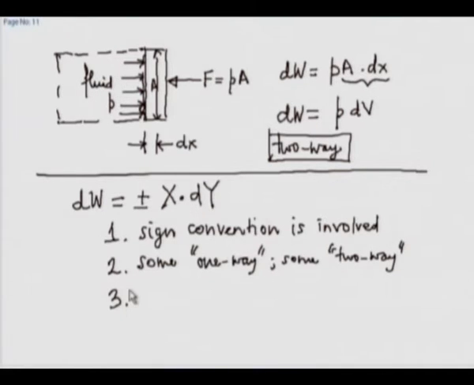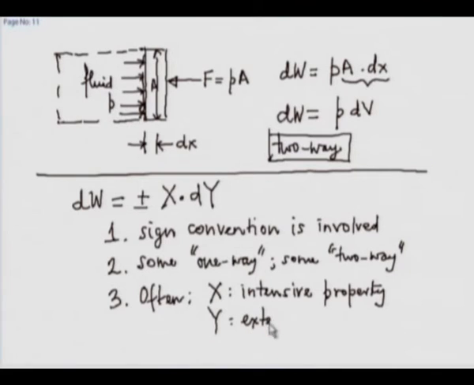The third one, which at least a few should have noticed by now, is that often, particularly when we have a two-way mode of work, X is an intensive property and Y is an extensive property. Take for example this, it's a two-way mode of work, P dV. So X is P, it's an intensive property. I consider part of this, pressure here is the same. So it's an intensive property. V on the other hand is an extensive property. Partition into two, volume of one part plus volume of the other part is the volume of the whole system.